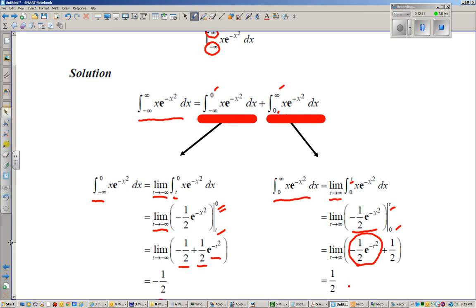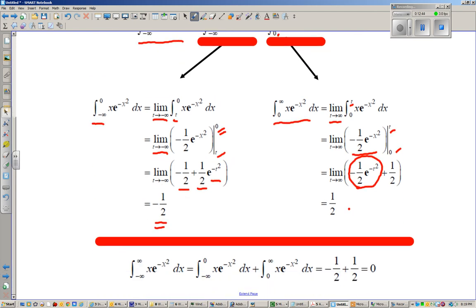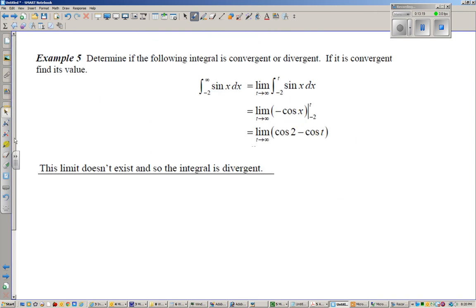Now we're going to take those two results from those two pieces and say, well, this integral that I split into a sum of two integrals, whose evaluations were negative 1/2 and positive 1/2 respectively, when I brought them together gave me 0, and we would say this integral converges to the value 0. One more example before we look at the second type.